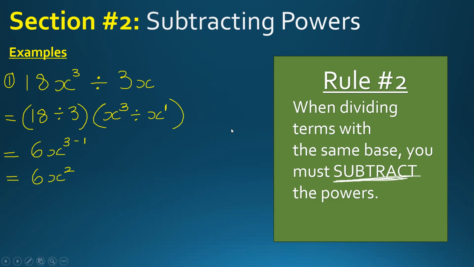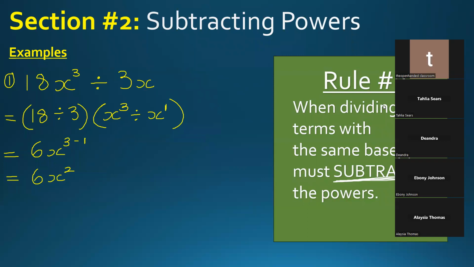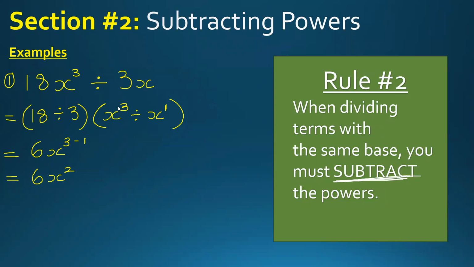Alasia Thomas, what is rule number 2? What does rule number 2 tell us? It says when dividing terms with the same base, you must subtract the powers. Very good. So here we have x to the third power divided by x to the power of 1, and so we must subtract the powers in order to get our answer.